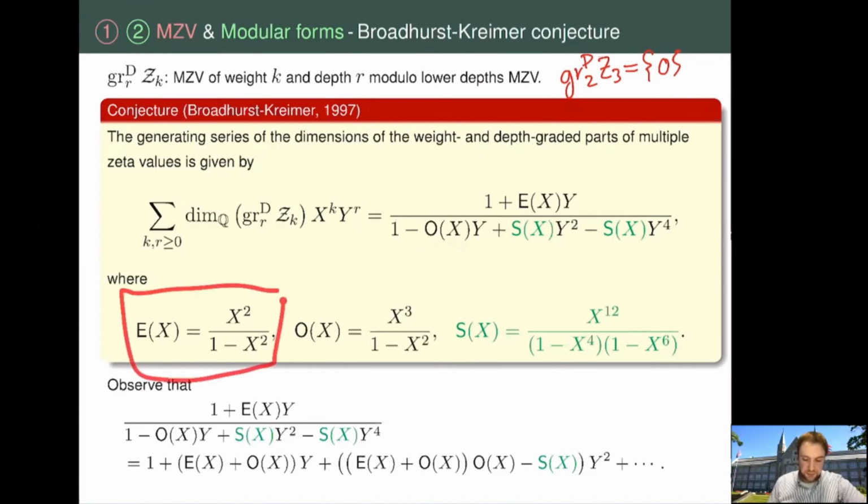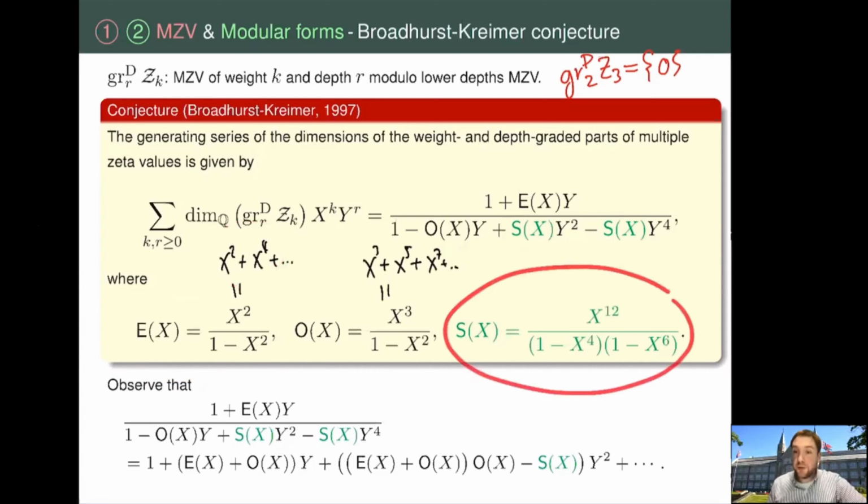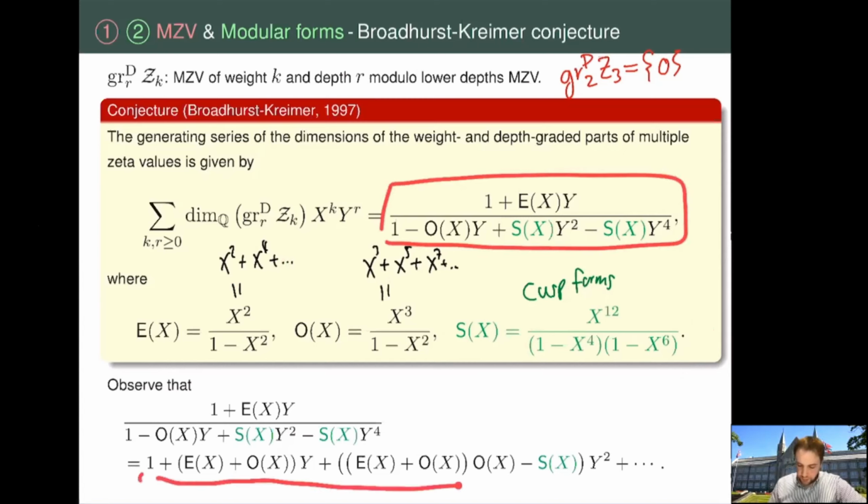And this E is just this function here. And if you write this out, it just counts the even numbers. And O somehow gives the odd numbers without 1. Or you can also think of these as giving all the single zetas of odd weight and even weight. And this here we saw on the slide before, this counts cusp forms, because this here gives the generating series of the dimension of cusp forms. So therefore, if we write this function here out, what we get is this.